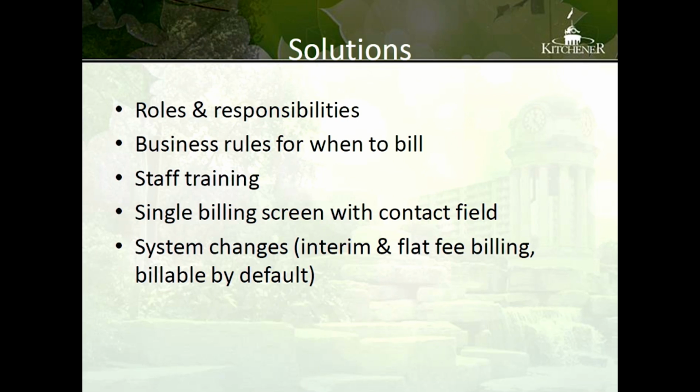And finally, additional programming changes are being made to CityWorks, which will allow interim and flat fee billing, decoupling the ability to bill from the collection of costs on the work order. And we determined which types of service requests are external billable 90% of the time or more, and set them to billable by default, meaning that staff do not need to check the billable box and they won't close by accident.